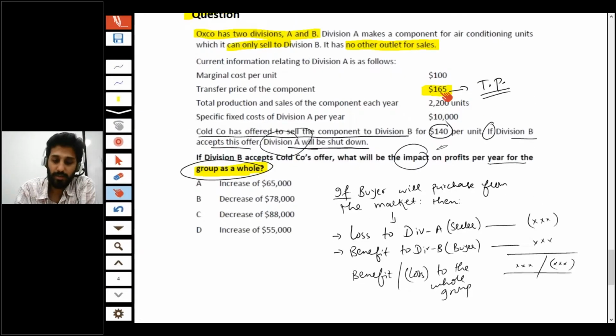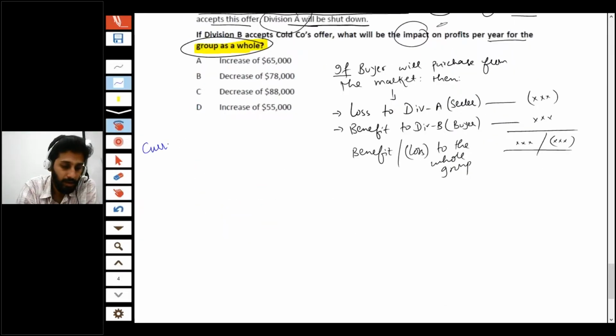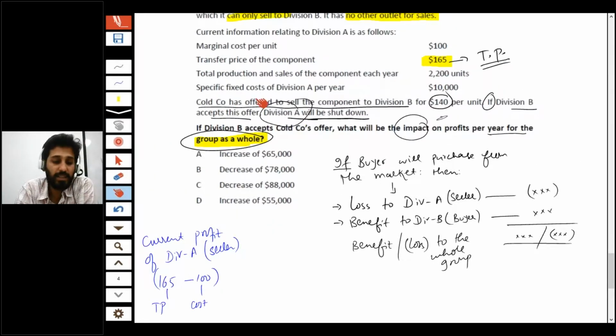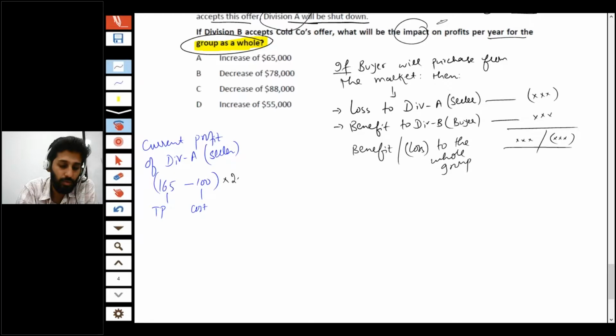All right. So this is 165 and marginal cost. This is your division, right? Division A. So what's the current profit? Current profit of division A, I mean the seller, is 165 minus 100. 165 is the TP, transfer price. This is the cost. How many units are there? There are 2200 units, and there is a specific fixed cost of $10,000. 2200 units, right? Yes, there are 2200 units.